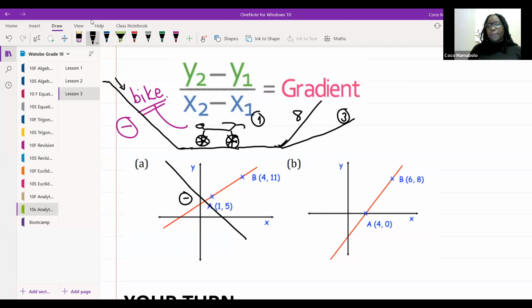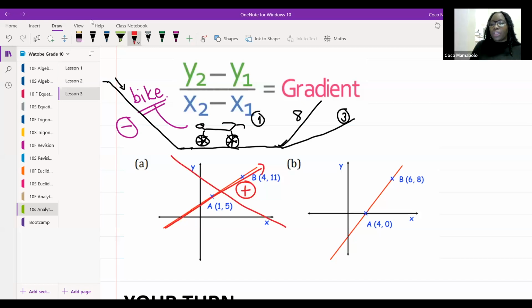The point I'm trying to make here, guys, is that if my line is facing this direction, I'm definitely using energy. So I'm going to get a positive gradient because of positive energy. But if my graph is coming down this way, I'm going to get a negative gradient because I'm not using any energy at all. Can I get a thumbs up? Does everybody understand what I'm saying?